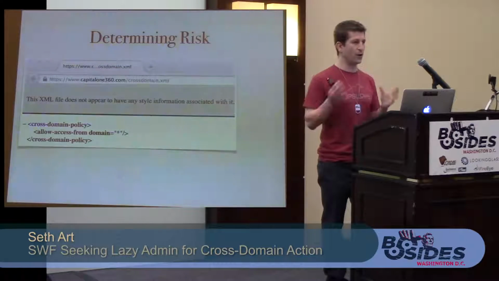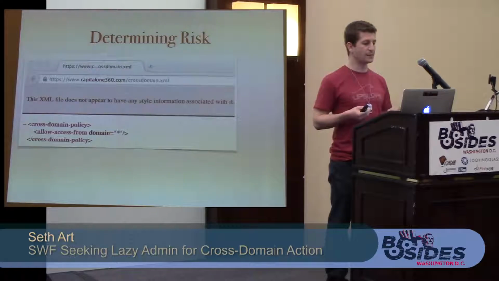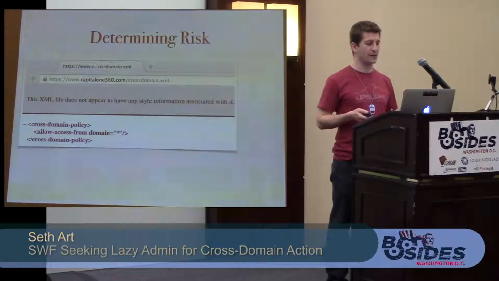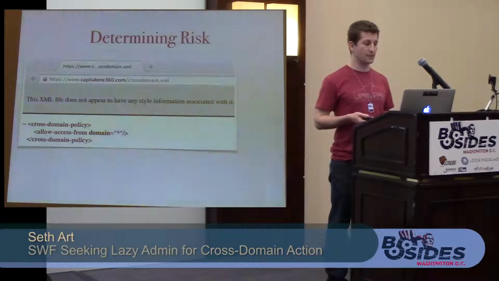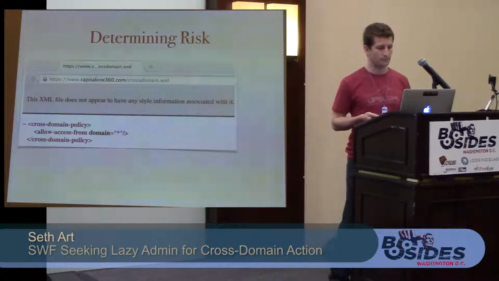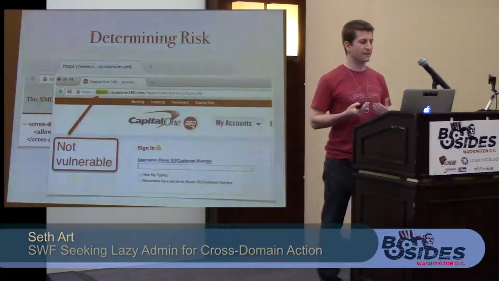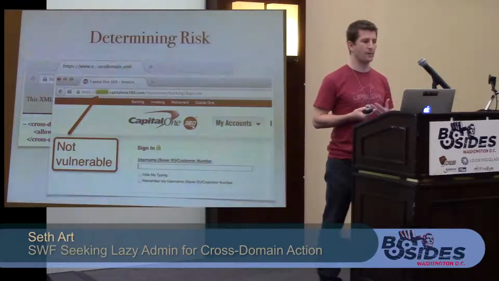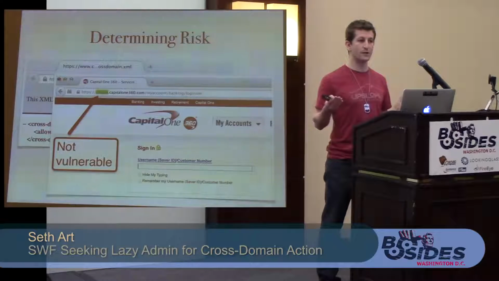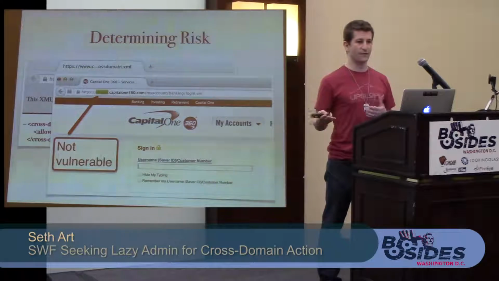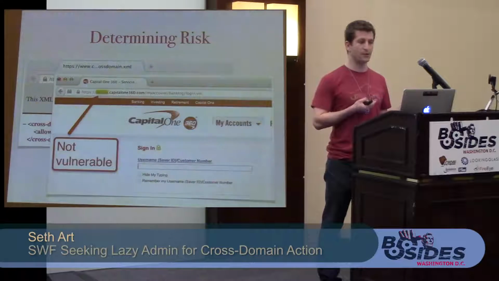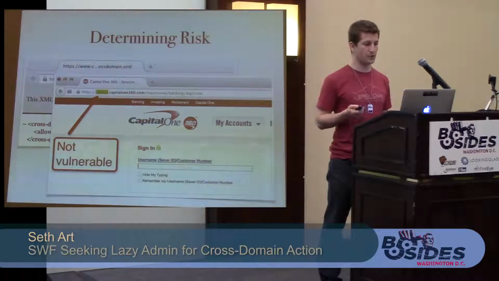And a good example of all of those last couple of points is www.capital1360.com. As you can see, www has a wide open cross-domain XML file. However, all of this sensitive information happens at secure.capital1360.com, and there is no cross-domain XML file at that FQDN, which means that it defaults to the same origin policy, which means a SWF can't interact with that at all. So you can write a SWF that can interact with www, but it wouldn't get anything because there's nothing worth stealing.